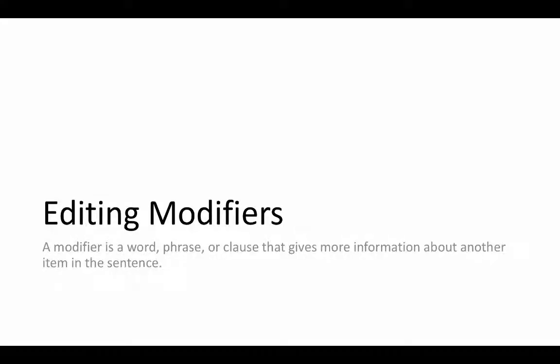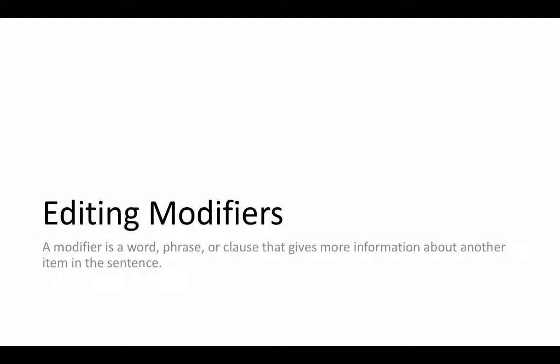Now a second category of grammar issue is modifiers. Now what's a modifier? A modifier is a word, a phrase, or a clause that gives more information about another item in the sentence. It modifies it. It changes its meaning somewhat by giving more information about it. This would make sense. Adjectives are typical modifiers. They give more information about a noun.